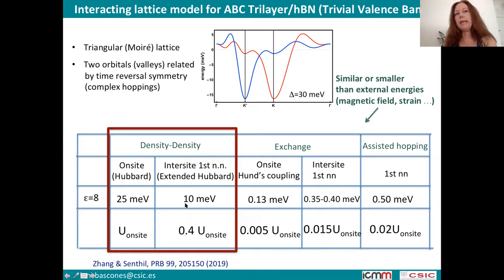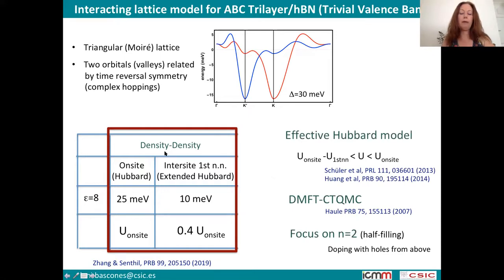So it makes sense to start from a model in which there are only density-density interactions, and then later, once this model has been studied, to see whether the other terms can modify the picture or not. In principle here we have the on-site interaction and the first neighbor interaction, but I'm going to simplify the model a bit more.